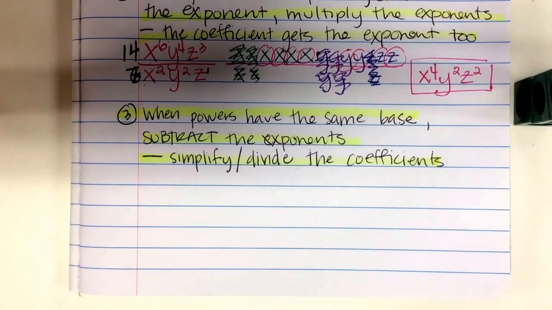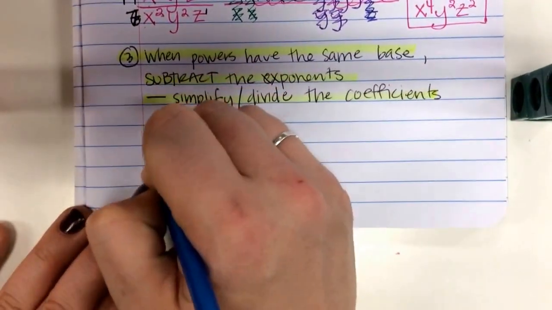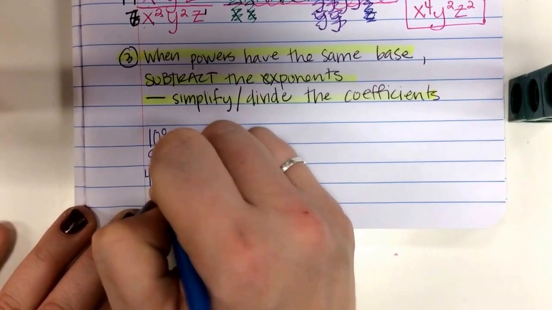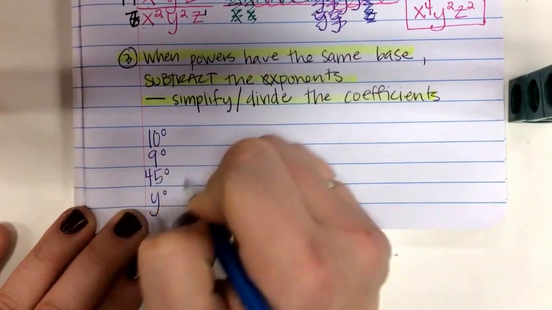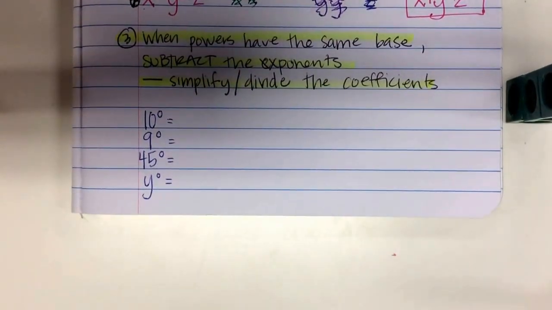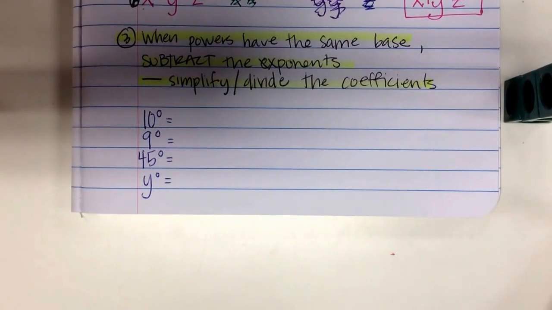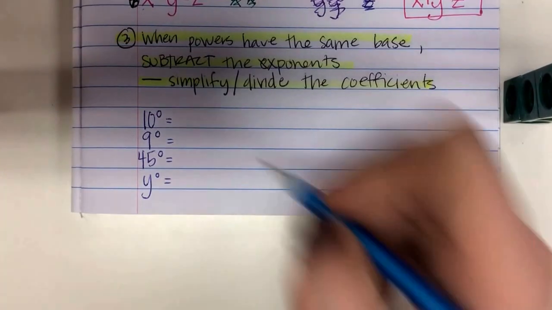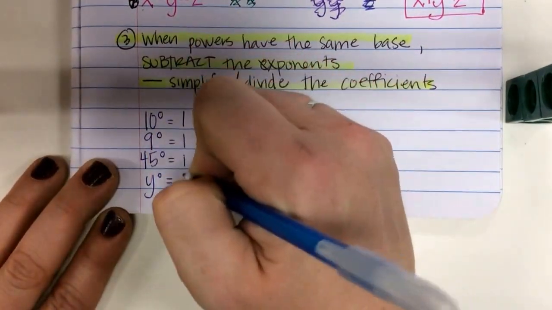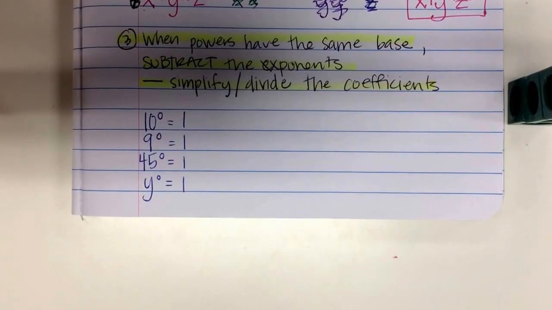Two more pieces of information before you start your homework. Are you ready? I'm telling you right now that all of these, 10 to the 0 power, 9 to the power of 0, 45 to the power of 0, y to the power of 0, every single one of those all have the same answer. Jonathan, what are they? 1. Anything to the power of 0 automatically becomes 1.